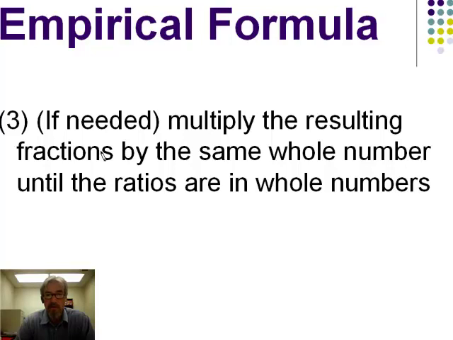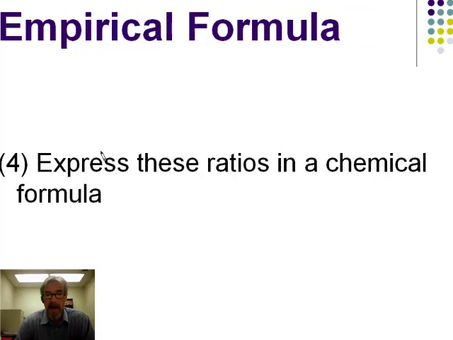So, for example, if one of my ratios was 1.5, then I would want to multiply everything by 2 to get rid of the half and make them all whole numbers. And then once you have whole number ratios, you express them as a chemical formula. So each one of the ratios that you have becomes a subscript in a chemical formula. Probably best to learn this by example, so let's try one.